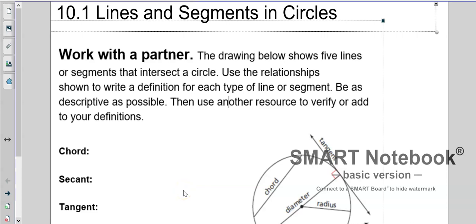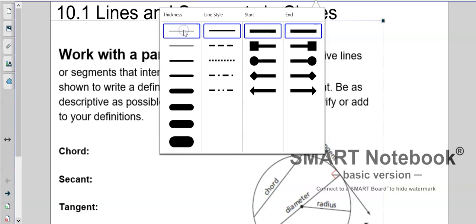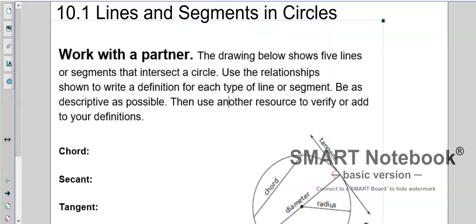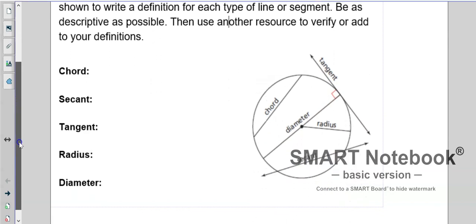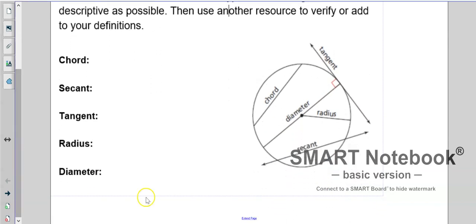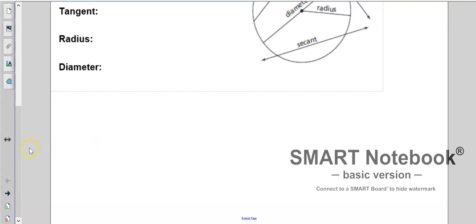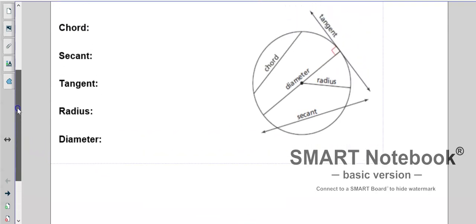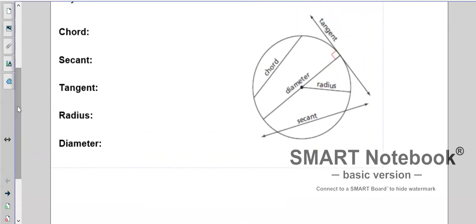All right, new chapter, chapter 10 on circles. Over here, hard to see, sorry for that watermark, we have a circle, and we have different lines connected to it, through it, all sorts of stuff. So we need some vocabulary here.